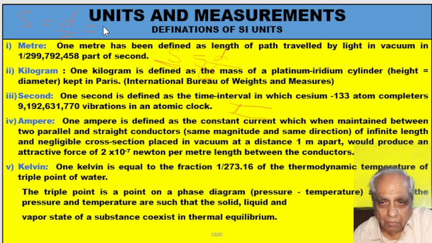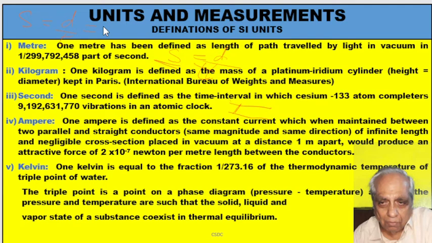Now 1 kg is the mass of this platinum iridium cylinder kept in Paris. In Paris they have kept one cylinder, so its mass is 1 kg. And they have given similar mass of platinum iridium to all the countries. You can also have it, and in case anybody is having doubt, then we will compare it with this standard.